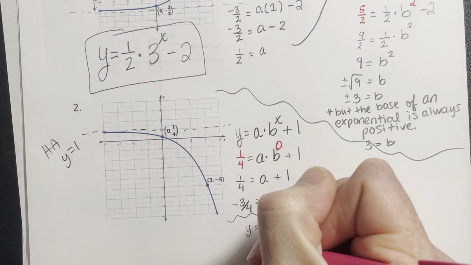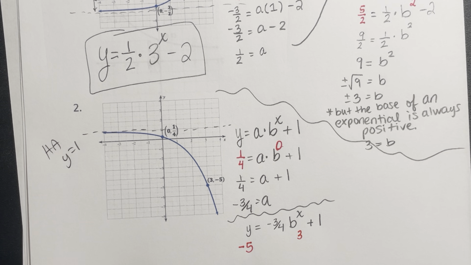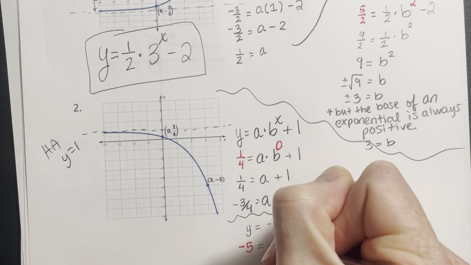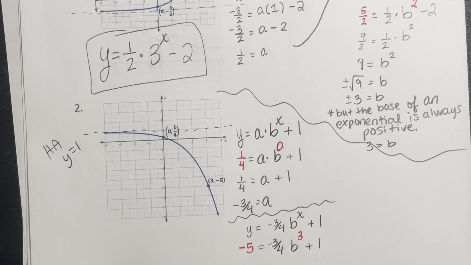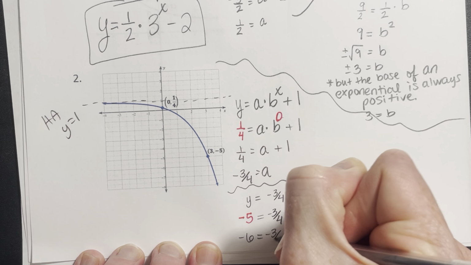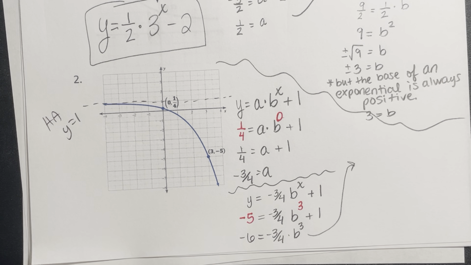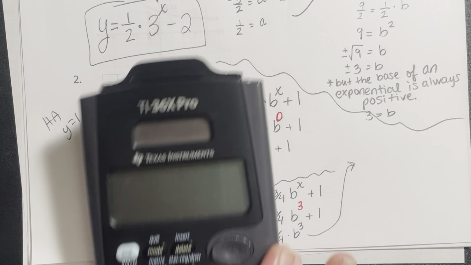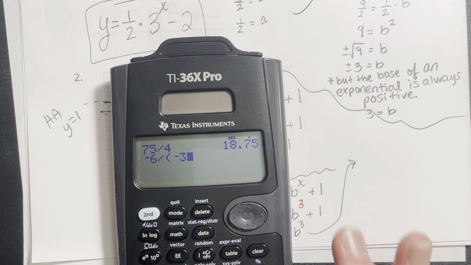So for b, we're using (3, -5). x is 3, y is -5, and we're going to solve this equation. I would subtract 1 from both sides, which makes -6 equals -3/4 times b to the third. If I divide both sides by -3/4, you can use your calculator if you need to, but -6 divided by -3/4 is +8.